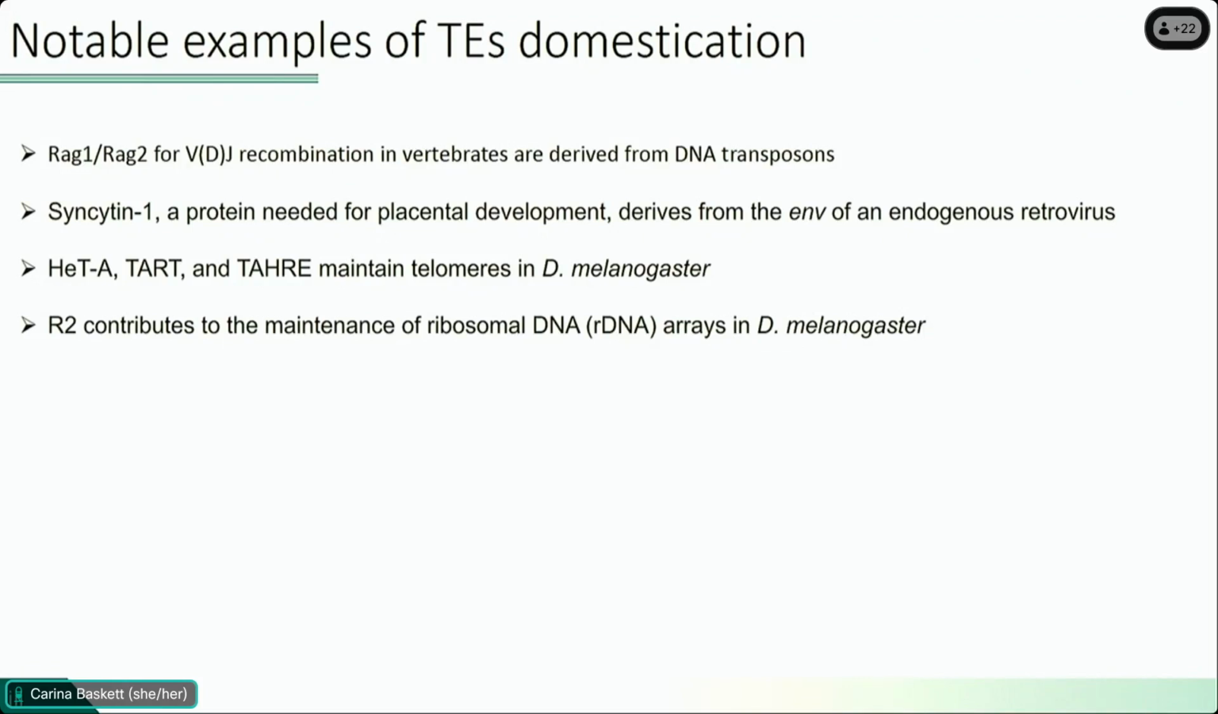And finally, some examples from melanogaster that you might know, and also other drosophilids, are the Het-A, TART, and TAR-E non-LTR retrotransposons that are involved in the maintenance of telomeres in Drosophila melanogaster, because in drosophilids, the telomerase enzyme, which is what we have in humans and also in many other animals, was lost, and now the telomere maintenance is orchestrated by these three transposable elements.